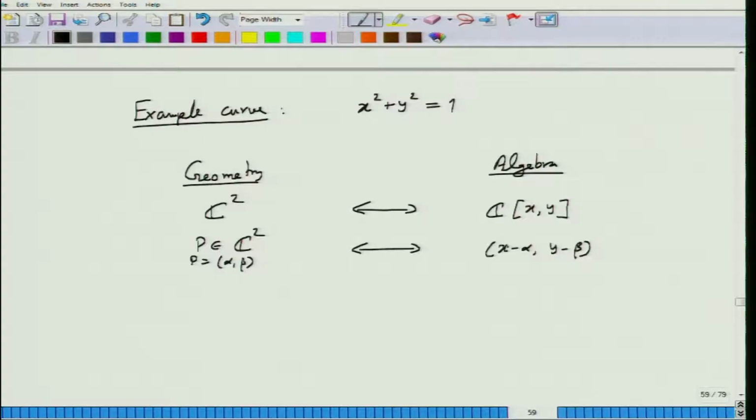It's not quite like that, because here, see, what we have shown is one way, that every polynomial here vanishes at point P. But can there be any other polynomial not in this ideal which vanishes at point P? This requires a theorem to prove, and it's a very famous theorem.